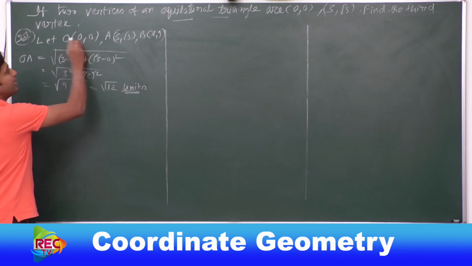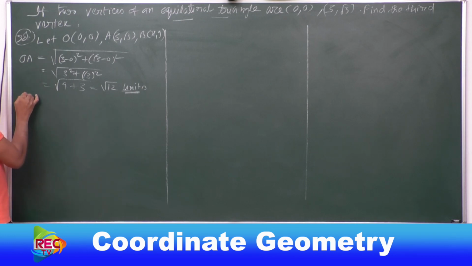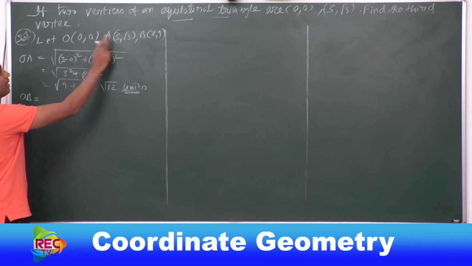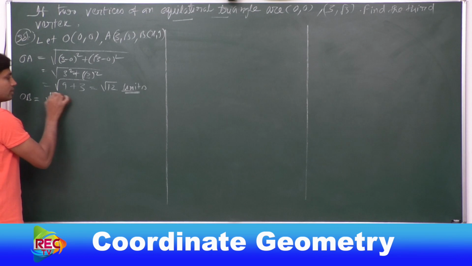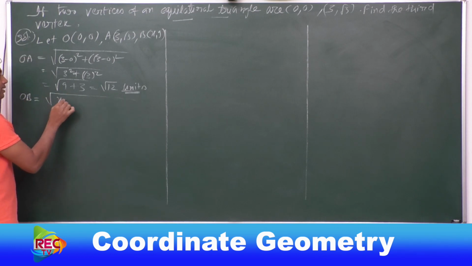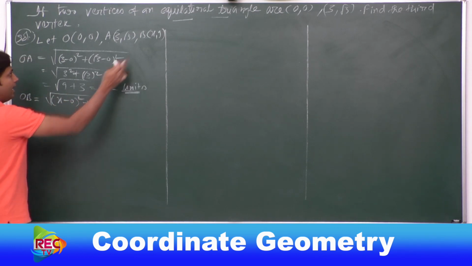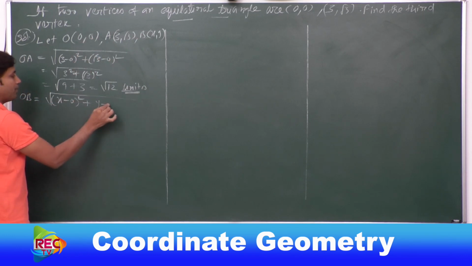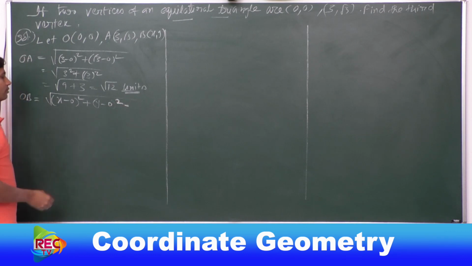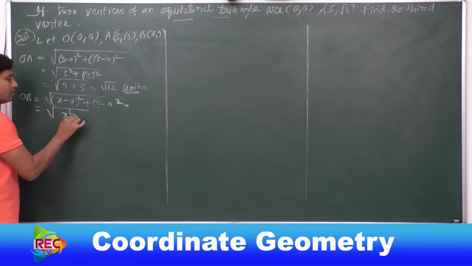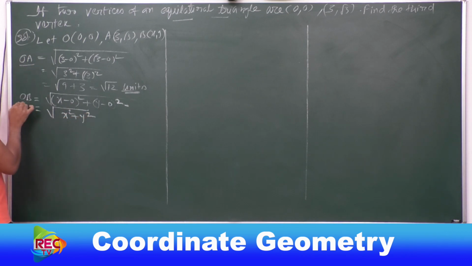Okay, let me do the second distance. See here, let us find OB. OB equal to what? See here, this is x1 y1 and this is x2 y2. So x2 minus x1 whole square, so this is x minus 0 whole square, and y2 minus y1 whole square, that would be y minus 0 whole square. So now this would be how much? x square plus y square. So we found here OA and OB.